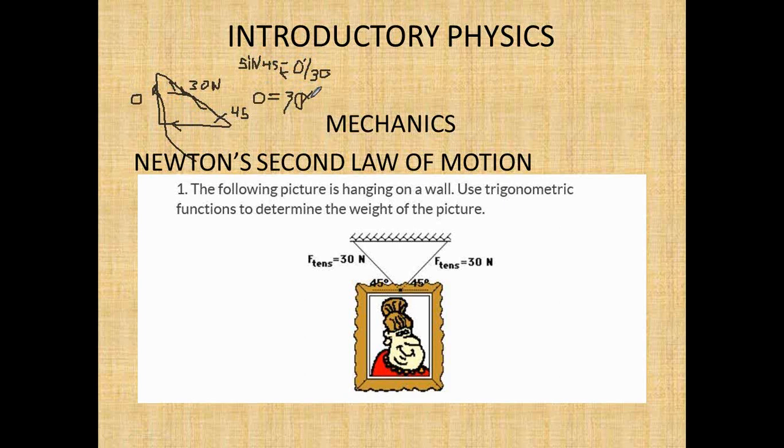So the sine of 45 is, all right, let's look for the sine of 45. Sine 45 is equal to 0.71.